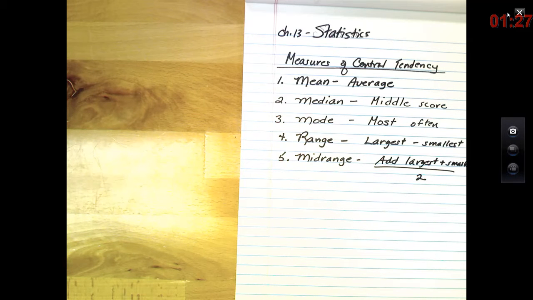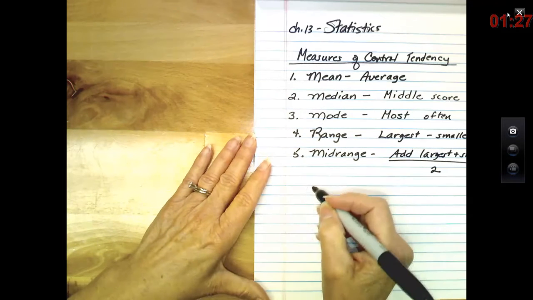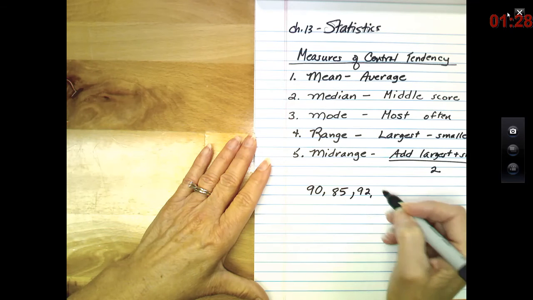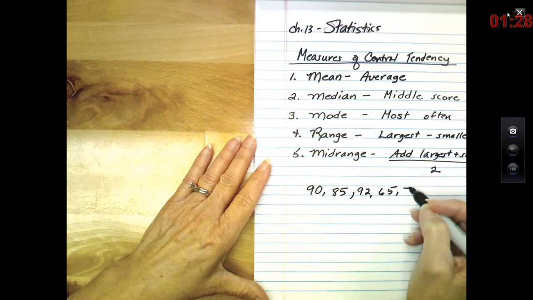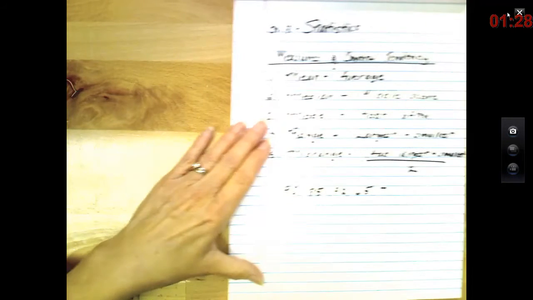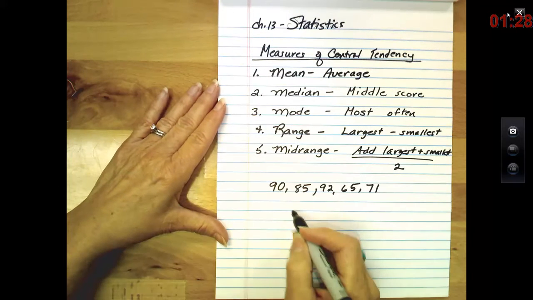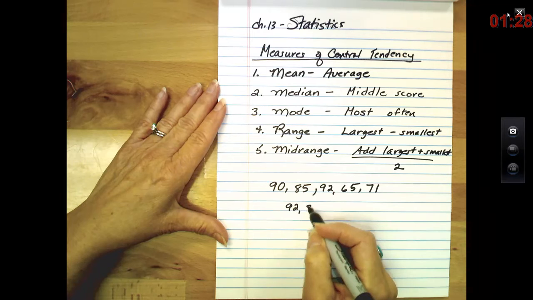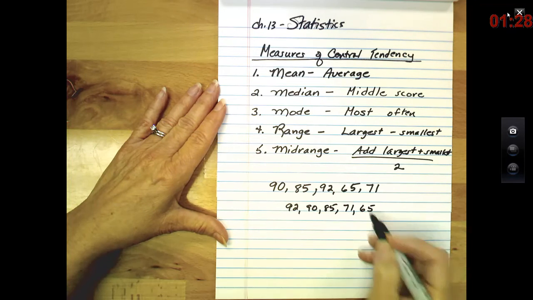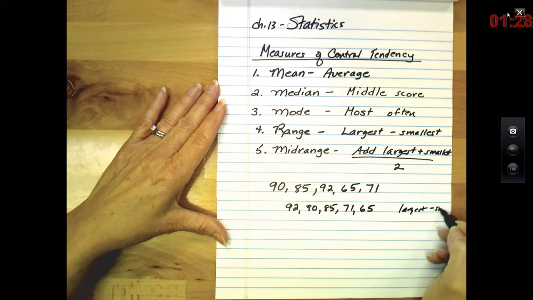Okay, now let's look at some examples of some data. We're going to have 90, 85, 92, 65, and 71. Now we're going to try to find the mean, the median, the mode, the range, the mid-range of all these different scores. The first thing you do is put them in order from largest to smallest. So do 92, 90, 85, 71, and 65.